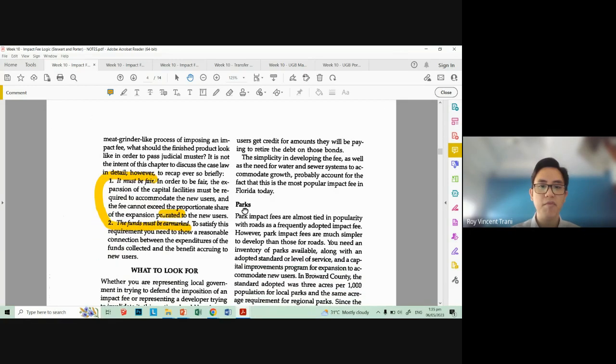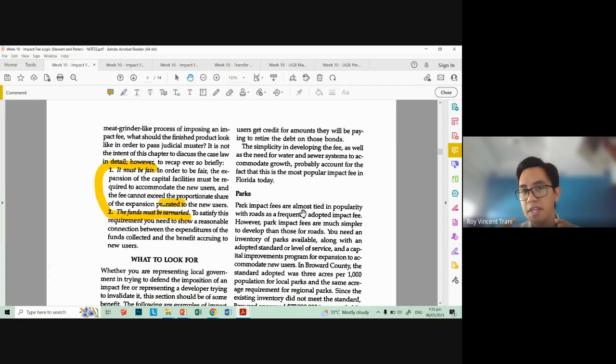However, to recap briefly, impact fees must be fair. So in order to be fair, the expansion of the capital facilities must be required to accommodate the new users, and the fee cannot exceed the proportionate share of the expansion prorated or allocated to the new user. So the fee must be calculated so that it supplies exactly what the new users need. It can't be more, it can't be less. So that's how you make the impact fee fair.